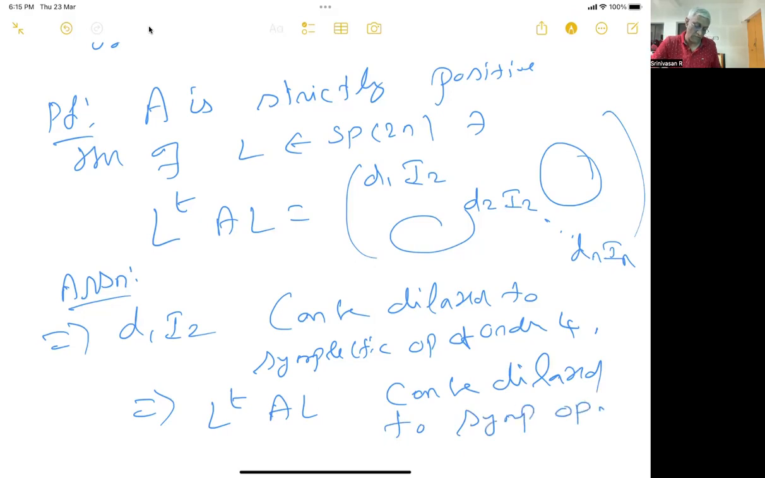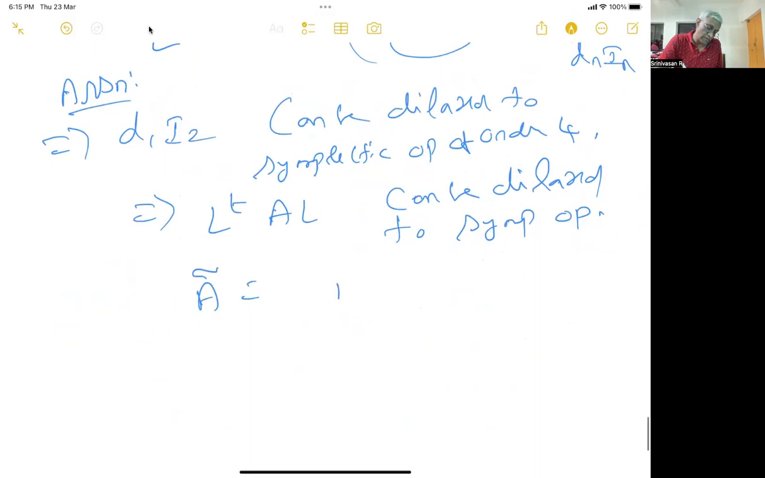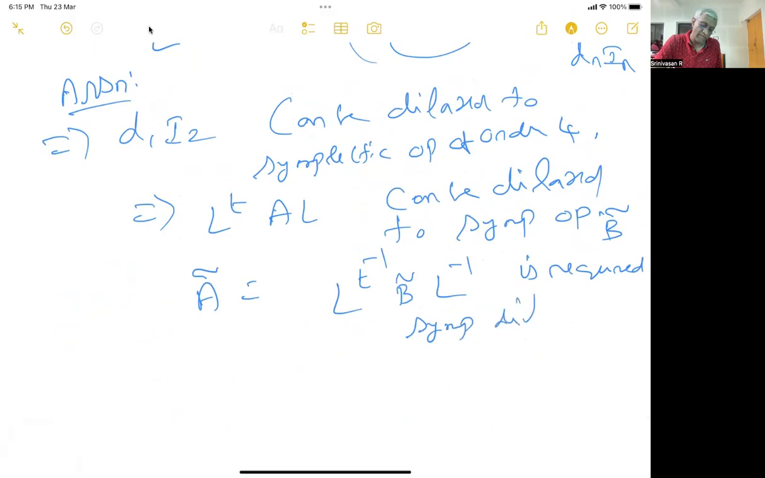Symplectic operator. Now A tilde equals L transpose inverse A. We simply call that B tilde. B tilde L inverse is the required dilation. When we say dilation, it is symplectic dilation. We are not dealing with other dilations of the original A. Each entry can be dilated, so the direct sum can be dilated. So this is true.